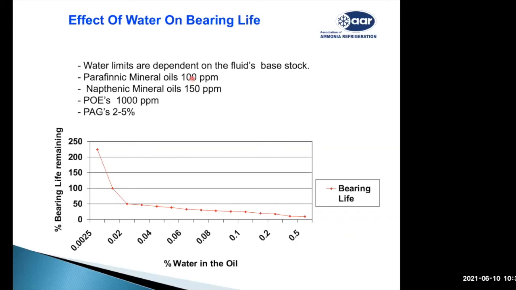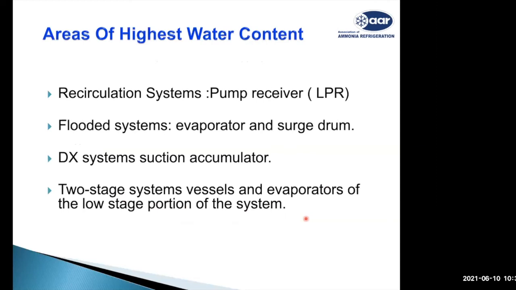These limits are shown here: for paraffinic mineral oils, you can have a maximum of 100 ppm of water. For naphthenic mineral oils it can be 150 ppm. For synthetics, it can be around 1000 ppm. But if there is a higher percentage, going from ppm to percentage, it means my bearing life will reduce tremendously, which will result in failure of bearings, failure of compressors, higher maintenance cost, and higher operating cost.